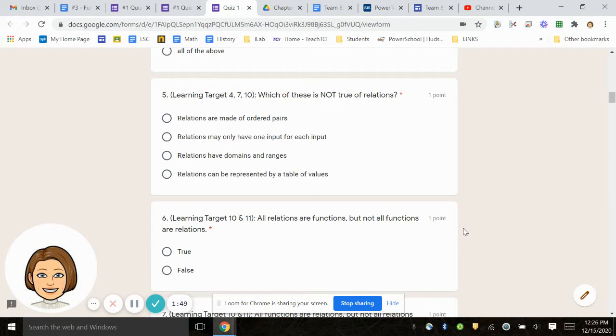Number 5, be careful with this one. Which of these is not true of relations? Relations are made of ordered pairs. Relations may only have one input for each output. Relations have domains and ranges. Relations can be represented by a table of values. Which one was not true?